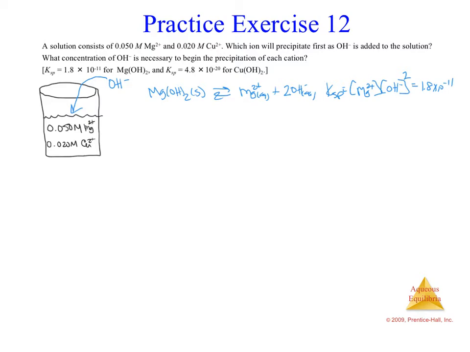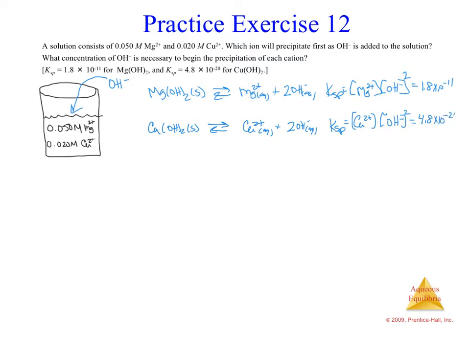I also know that my copper will form copper 2 hydroxide. So my KSP reaction is copper 2+ plus 2 hydroxide. So the KSP expression is copper times hydroxide squared, and I'm given that numerical value for KSP, 4.8 times 10 to the negative 20th.